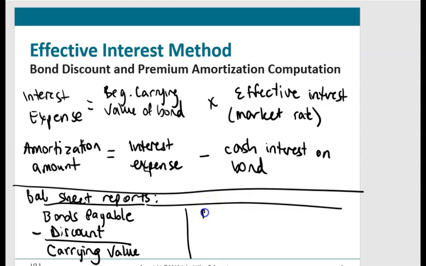If the bond had been issued at a premium, the balance sheet would report bonds payable, the face value or maturity value, plus the premium. Just like the discount gets smaller over time, the premium gets smaller over time. But as the premium gets smaller, it causes the carrying value of the bonds payable to also get smaller over time. So the carrying value of a discount bond increases over time, and the carrying value of a premium bond will decrease over time. However, in both cases, the carrying value at maturity will reach the face value of the bonds payable.